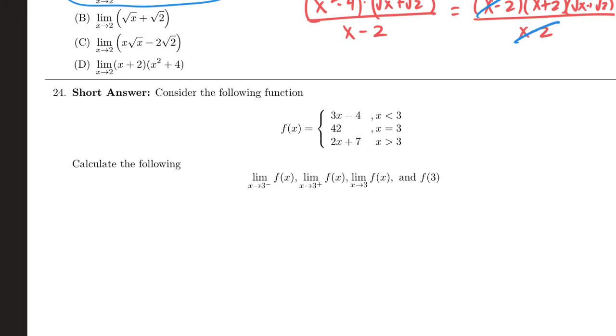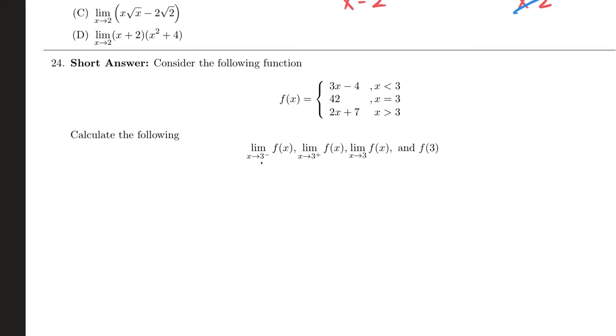And then for 24, we have to find all these different limits. So the left-hand limit, already done this in a previous learning objective, those are numbers just less than 3. So we're just going to plug in 3 into this top piece, which is 12 minus 4, which is 8. So the left-hand limit is 8, because that's what's happening just to the left of 3.